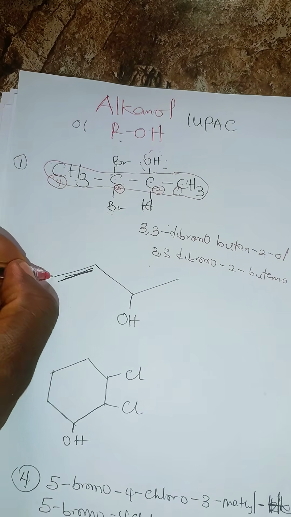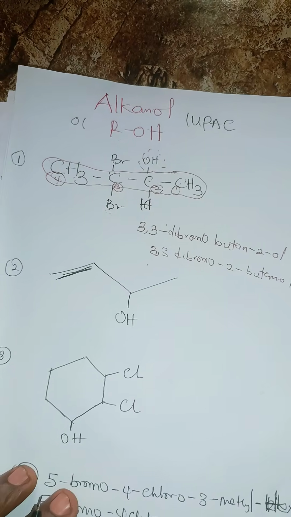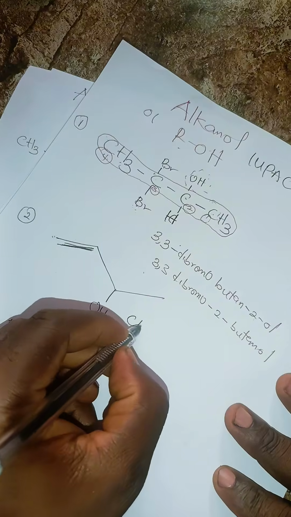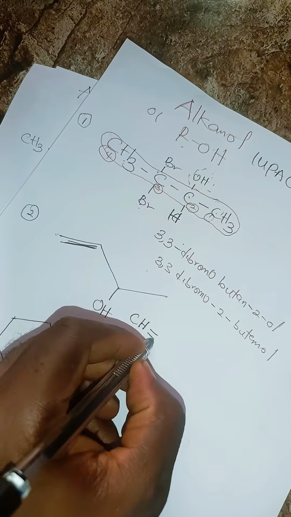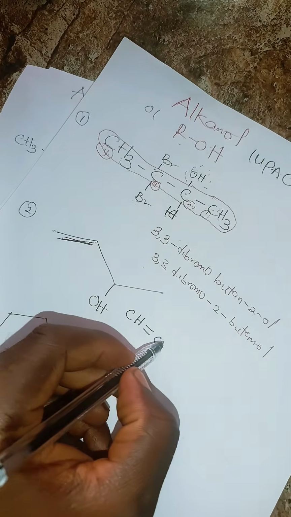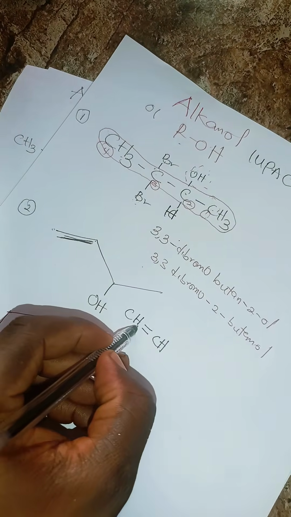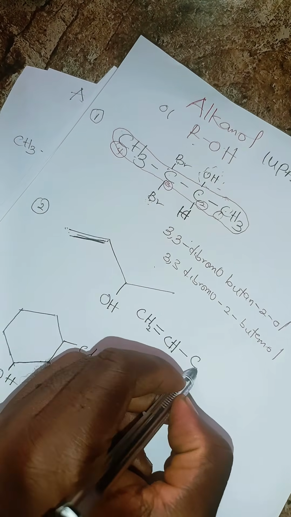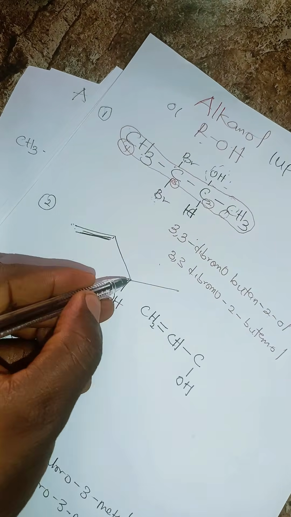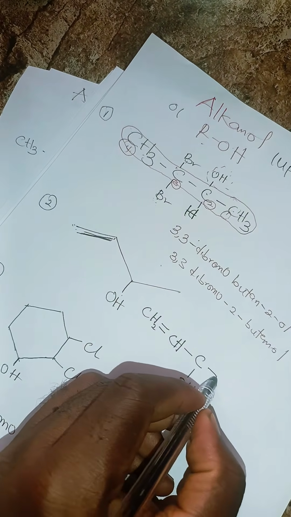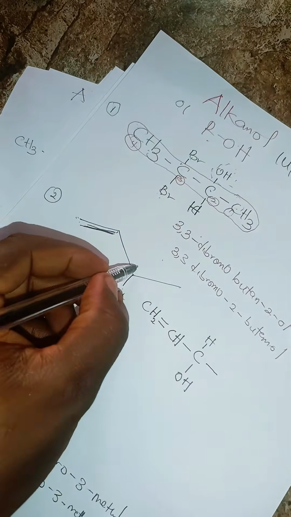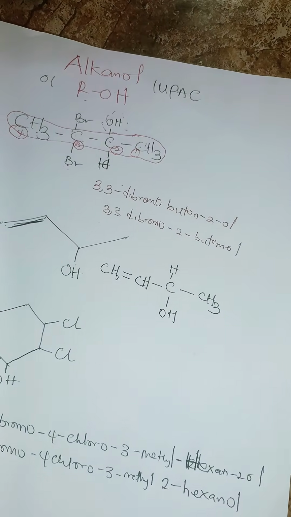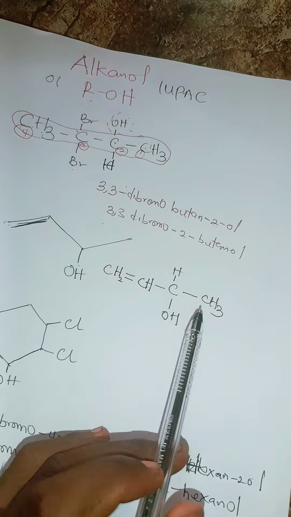If I go 1, I can write this line formula. In case you don't know how to write this, this is the same thing as saying CH double bond CH, this place will be CH2, and this is CH, and then this will be connected to C that has OH, then move forward, this will be H, which is here, then this will be CH3. Now I've turned the line formula to something you can deal with. So how do I count?